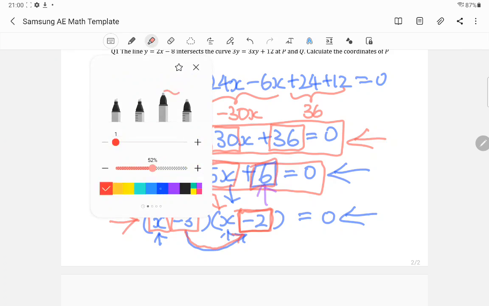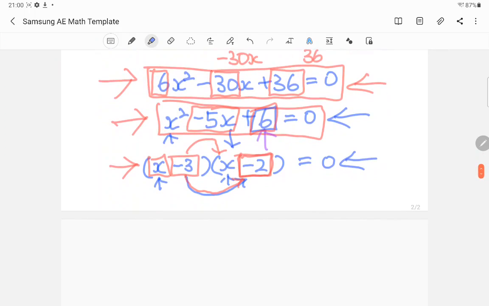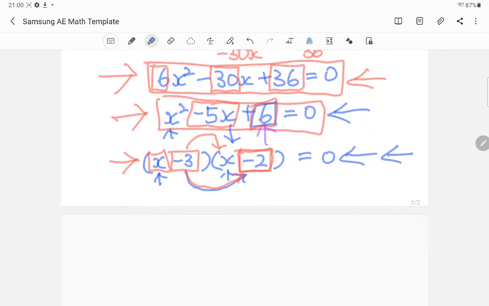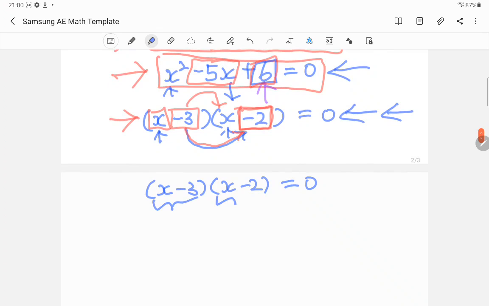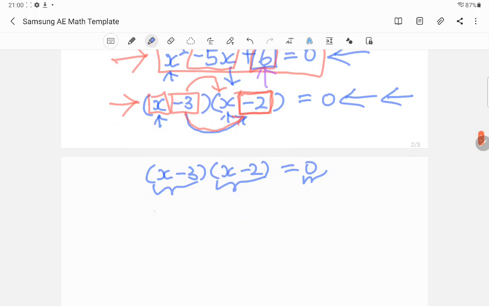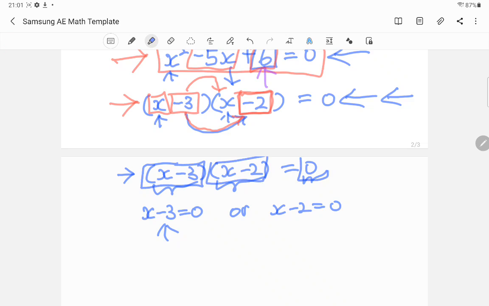So what I'm going to do now is solve this equation. Let's write it again: (x minus 3)(x minus 2) equals 0. Now we have something times something equals 0. So let me share with you why we say that when we solve this equation, either x minus 3 equals 0 or x minus 2 equals 0. That's because if x minus 3 equals 0, then 0 times anything equals 0. Agree?